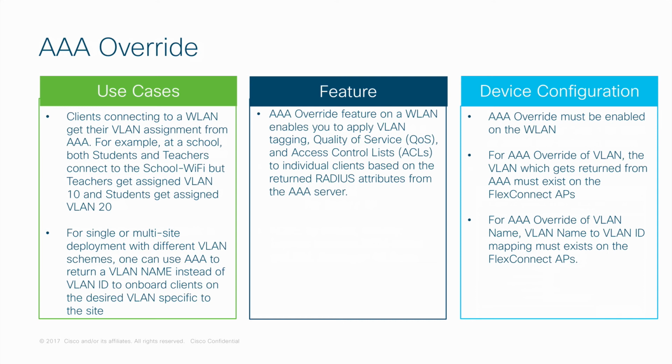In terms of the device configuration, the AAA override must be enabled on the WLAN. For AAA override of the WLAN, the VLAN which gets returned from the AAA must exist on the FlexConnect APs. So what that means is, if there is a VLAN that is coming back from an AAA server, you must make sure that it exists on the FlexConnect APs on Mobility Express. For AAA override of VLAN name, the VLAN name to VLAN ID mapping must exist on the FlexConnect APs. So for example, if you are mapping teachers to VLAN 10, this mapping must exist, so when AAA returns the VLAN name teachers, the client can get placed into the right VLAN.